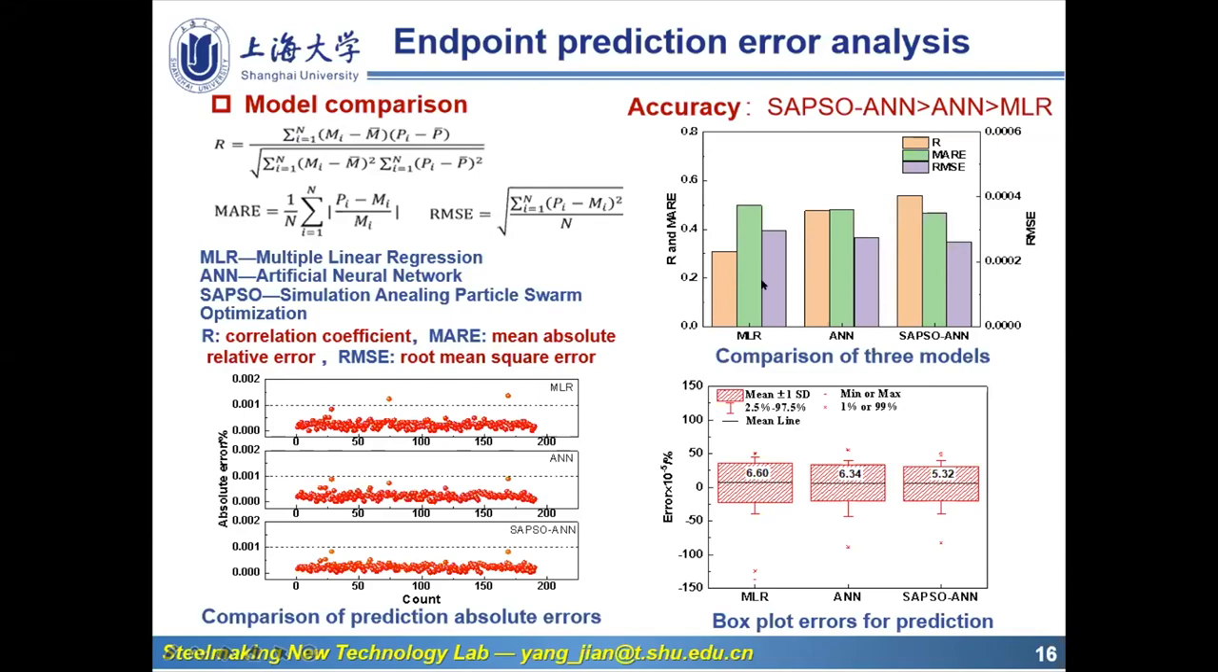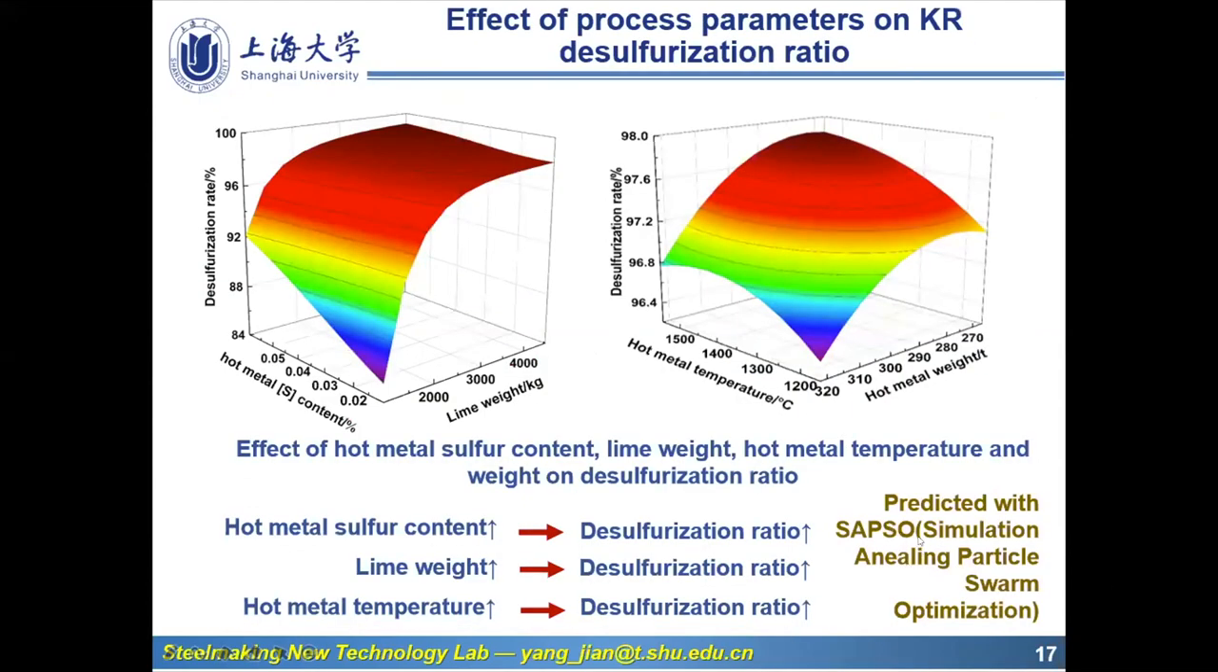And it shows that the ANN has the highest correlation coefficient and the lowest mean absolute relative error and root mean square error. So this one is the best one. And from the error box, you can also see the third one is the best one. So we use this model, the simulation annealing particle swarm optimization model, to predict the effect of the process parameter on KR desulfurization ratio.